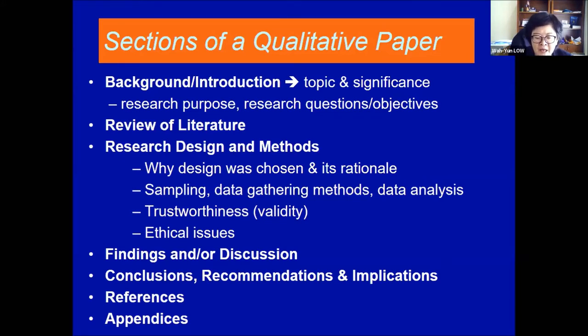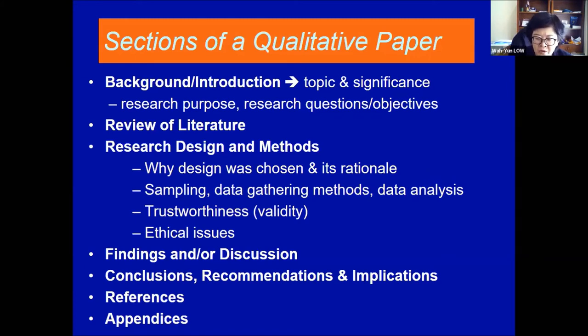Findings and discussion. Here again, the section on findings and discussion. In our journal, we would like to have a section on findings or results, followed by another section on discussion. But in some journals, particularly qualitative research journals, they do combine the results section, the findings, together with the discussion. So always refer to the journal that you are submitting your article to.